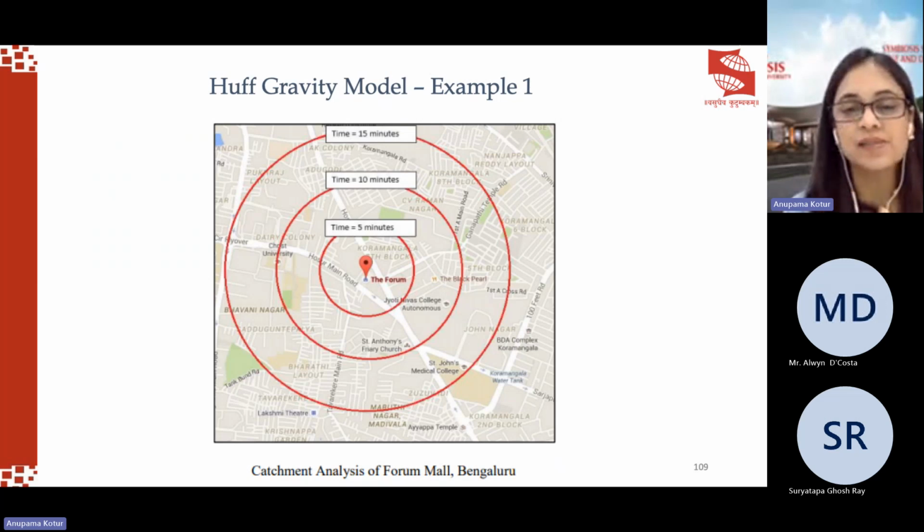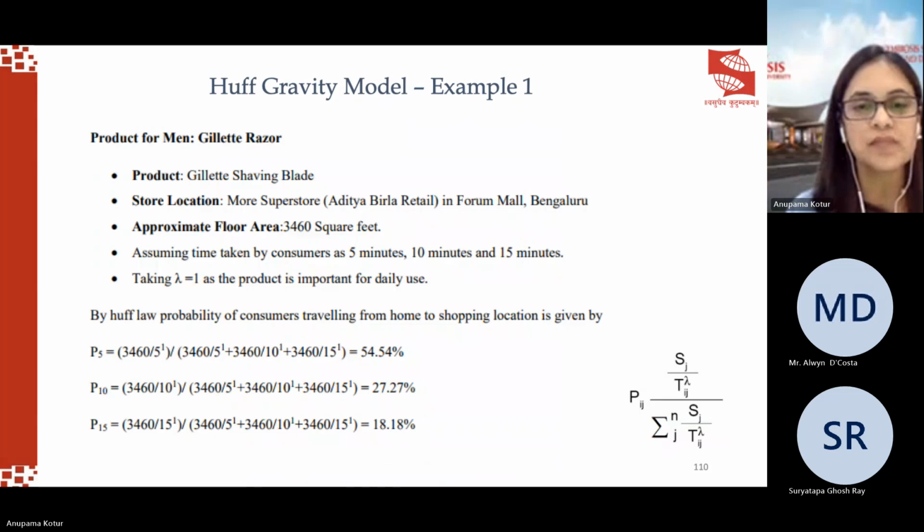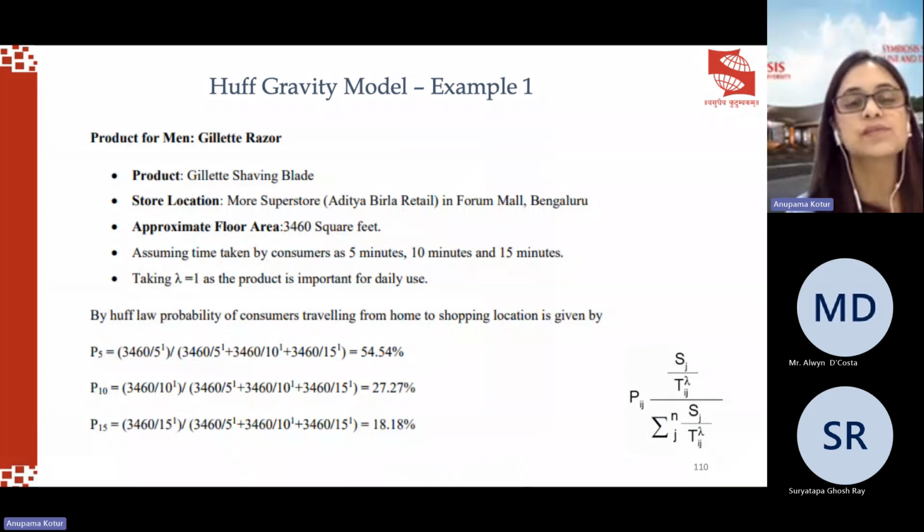So the radius is 5 minutes driving distance from Forum Mall. That's the primary trading area. Secondary trading area is 10 minutes driving distance. And then the fringe trading area is, of course, 15 minutes driving distance. And when we substitute this information in the formula, this is what we get.